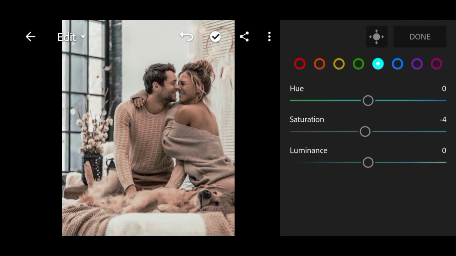Aqua, saturation minus 20. Blue, saturation minus 20.